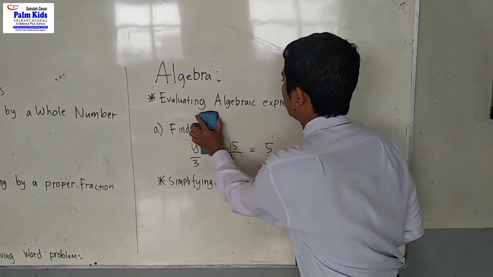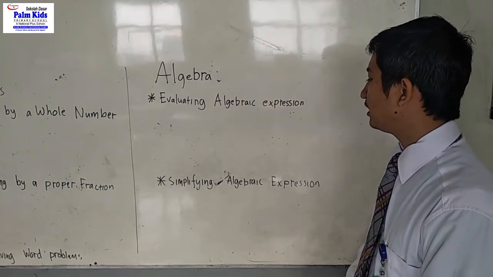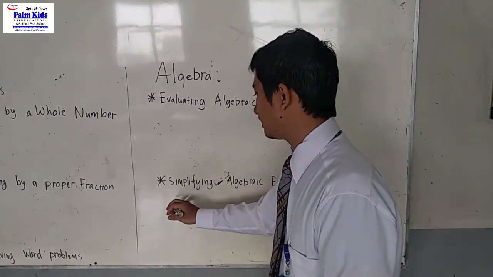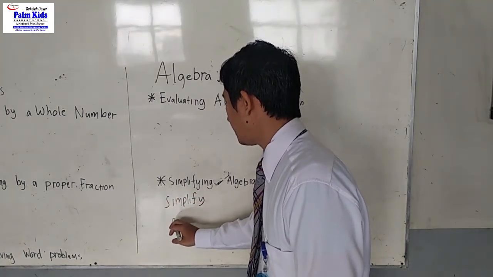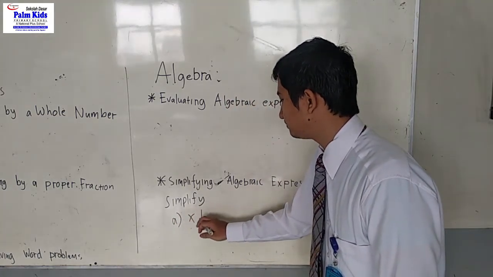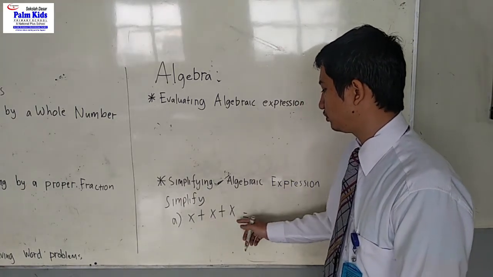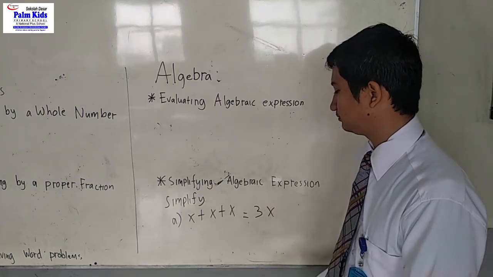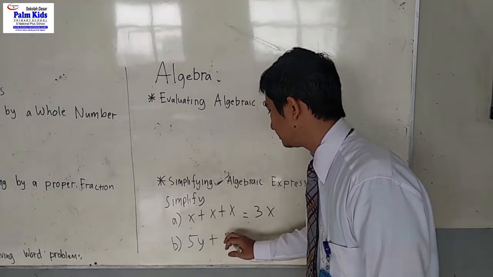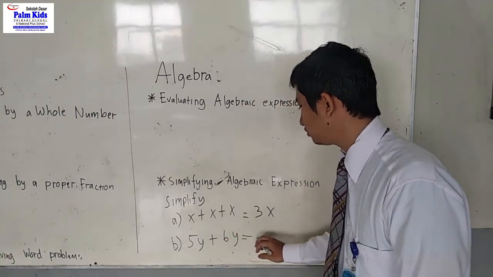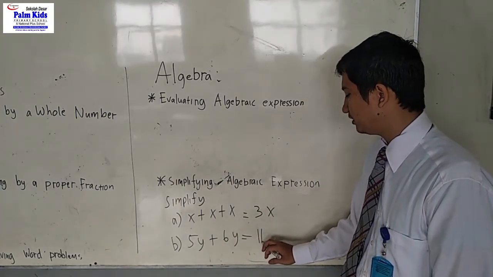Okay, next we're going to go to the second material in algebra. It is simplifying algebraic expression. For example, simplify: a) x + x + x equals to, there are 1, 2, 3x. 3x. Now b) 5y + 6y equals to, just add the numbers, 5 plus 6 is 11y.